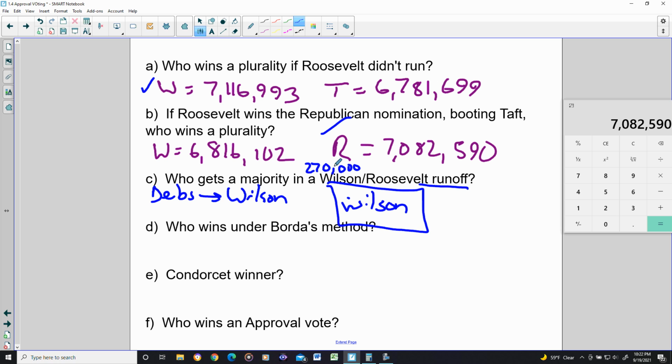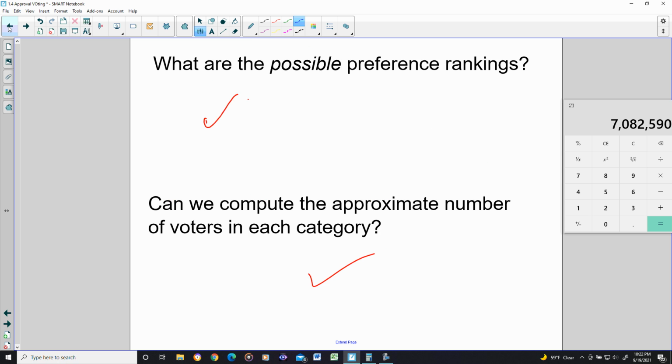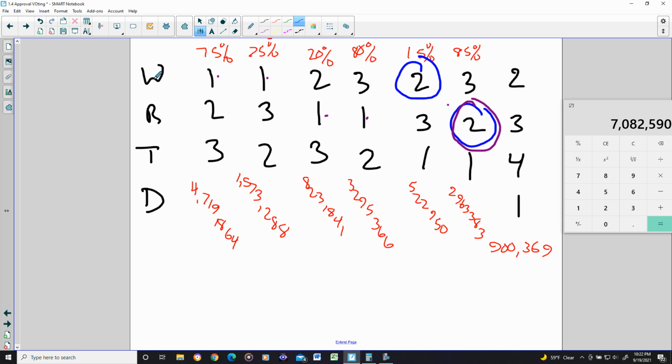Okay. Next question. Who wins under Borda's method? Okay. Yeah, you can do the math, right? It's tough to do all this math, but you can do it. Now, obviously, Debs is kind of right out.